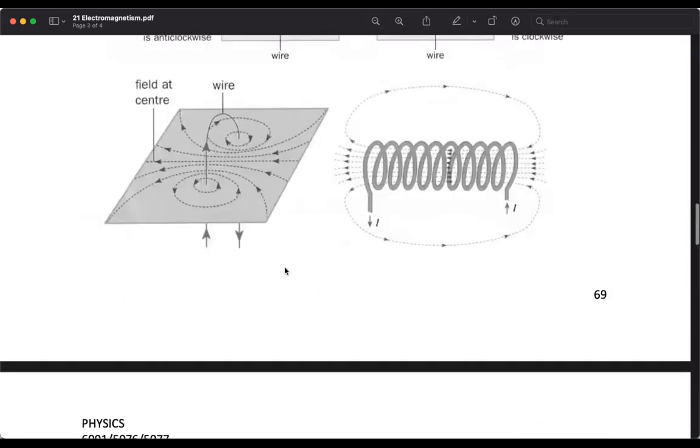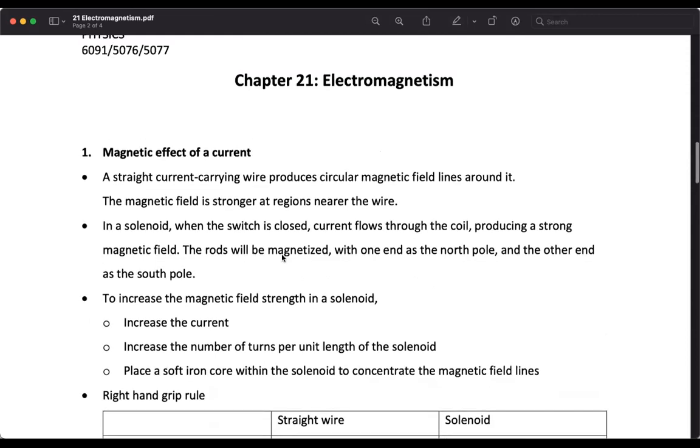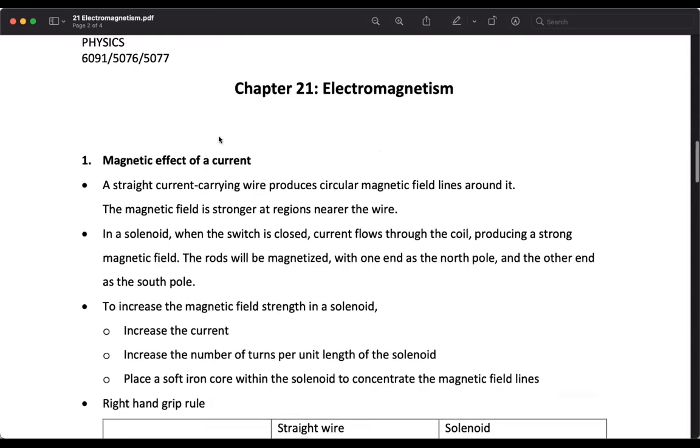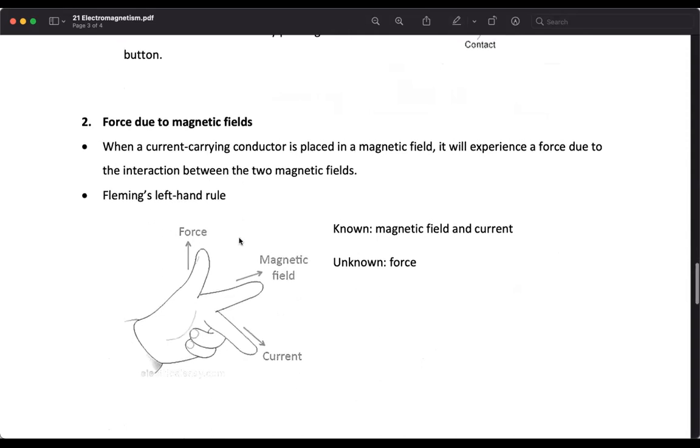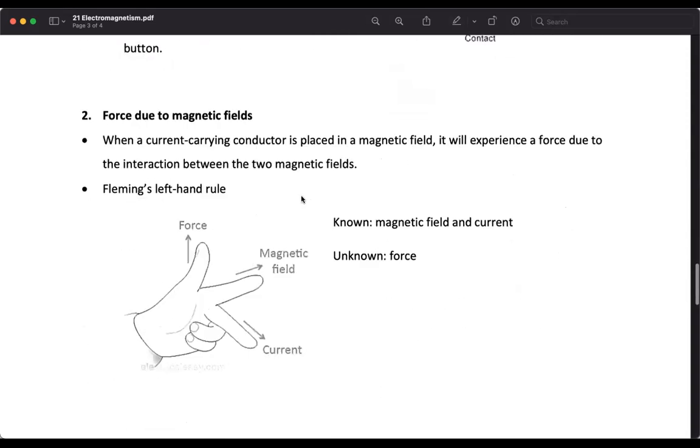So the first concept that we learn in this topic is that current produces a magnetic effect. That's the very first big idea you all must know. The second big idea you all need to know is, if you put a current that is perpendicular in a magnetic field, it will produce a force that is perpendicular to both the current and the magnetic field.